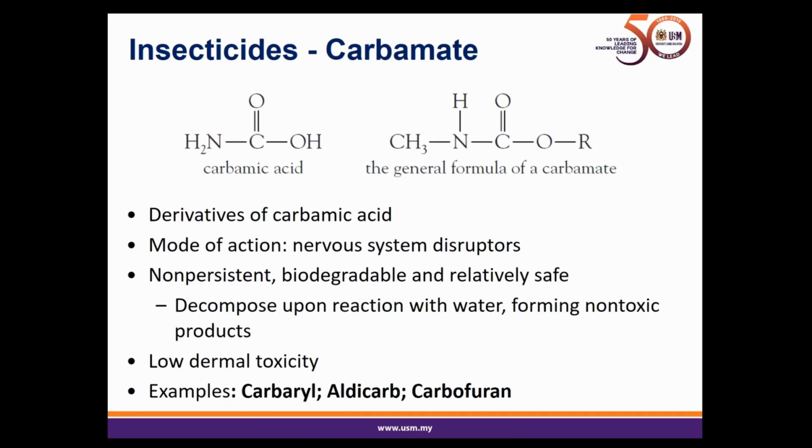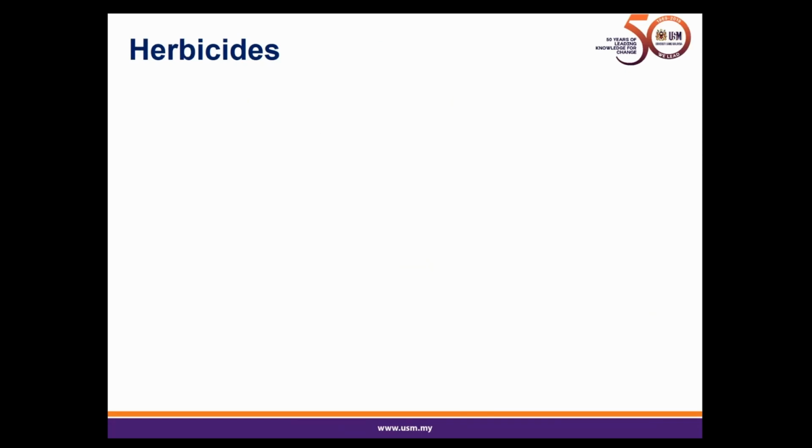And carbofuran is a plant systemic insecticide that can be taken up by the roots and leaf and is distributed throughout the plants. Next, I will discuss herbicide. So herbicides are chemicals that destroy plants.